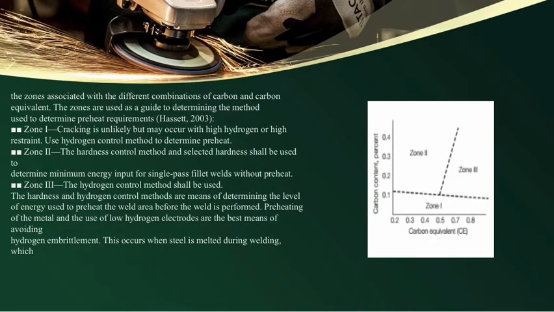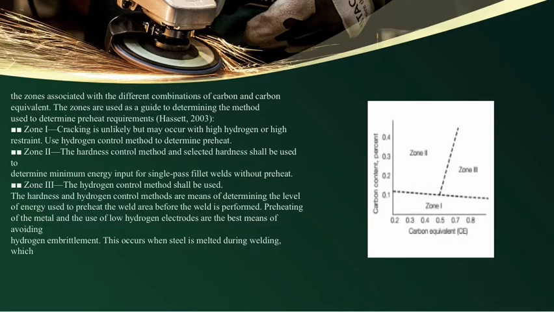The zones associated with the different combinations of carbon and carbon equivalent are used as a guide in determining the method for determining preheat requirement. Zone 1: cracking in the heat affected zone may occur with high hydrogen, so the hydrogen control method is used to determine preheat. Zone 2: the hardness control method is selected to determine minimum energy input for a single pass without preheat. Zone 3: the hydrogen control method shall be used.